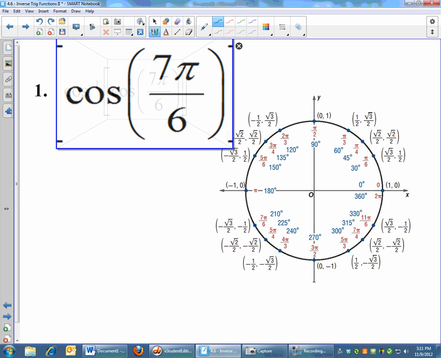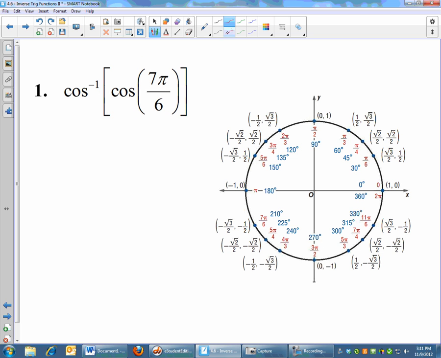We need the x-coordinate of 7 pi over 6, which is negative root 3 over 2. So answering just the inside part, I know the cosine of 7 pi over 6 is negative root 3 over 2, and I cleaned that part up. Now we look at the rest of the problem, and I need the inverse cosine of negative root 3 over 2. What you need to remember is that for the inverse cosine, you only look at the top half of the circle. So here I am looking only at these angles from 0 to 180.